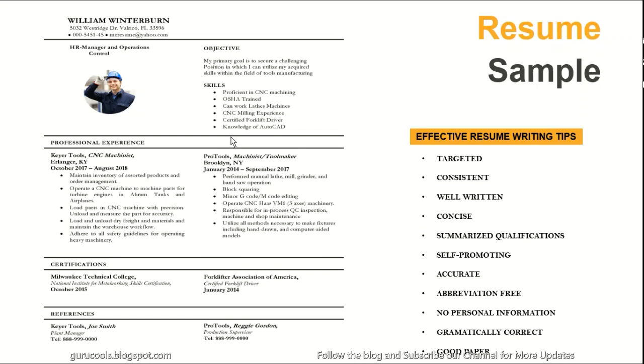The sentence should have something more. If the employer reads your sentences, he should get attracted towards you. So he should get impressed. So just we can see he has written this objective: My primary goal is to secure a challenging position in which I can utilize my acquired skills within the field of tools. So he is applying to a manufacturing firm.